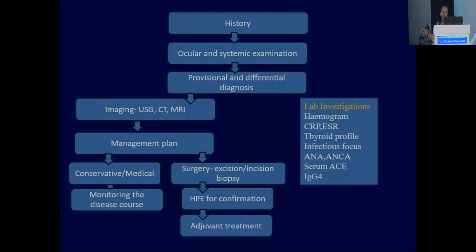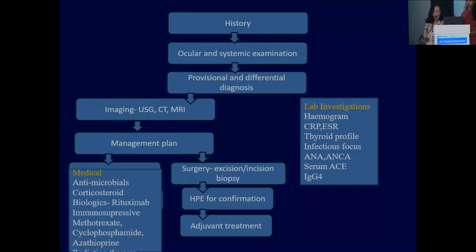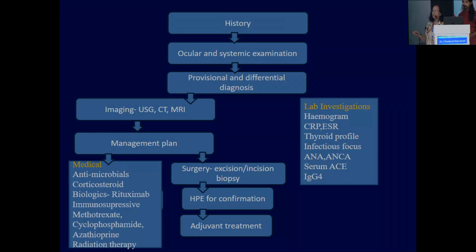CRP and ESR may be high in infection. Do a thyroid profile, because among the orbital diseases, 60% of the cases are thyroid related. Look for infectious foci, ANCA, PANCA, ANA, and serum ACE to rule out sarcoidosis, though it is a bit rare in the Indian subcontinent. Then IgG4 orbitopathy: don't forget to do IgG4 for the blood. I already told you the treatment plan: antimicrobials, corticosteroid, biologics. In our armamentarium, rituximab, methotrexate, and cyclophosphamide have a lot of complications, but rituximab is a better drug, with which we are getting the response.